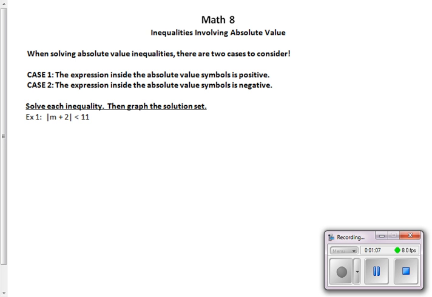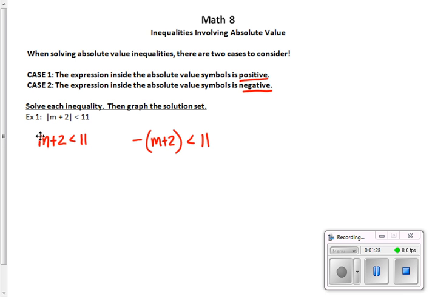So again, with example 1 here, you're going to go ahead and write it out and get rid of your absolute value. So do your two cases. So you will have m plus 2 is less than 11. That is your positive case. Now here is your negative case. So you have a negative inside your absolute value. M plus 2 is less than 11. Now you need to go ahead and solve for m as you normally would. So subtract by 2 on both sides, and you have m is less than 9.